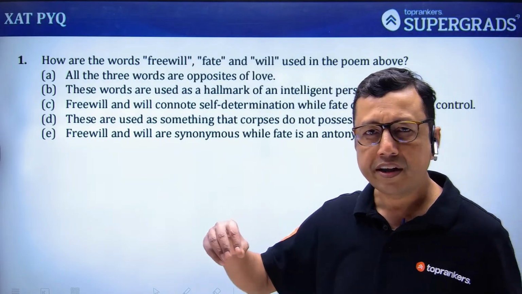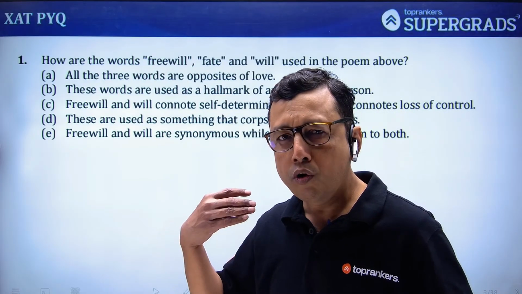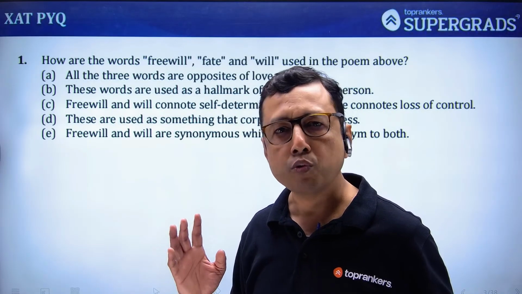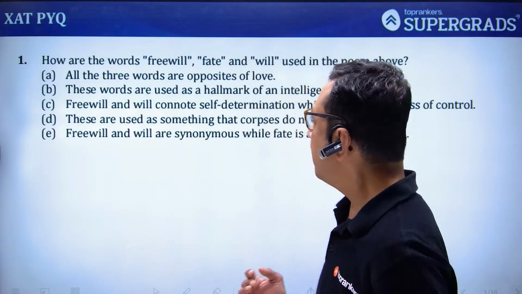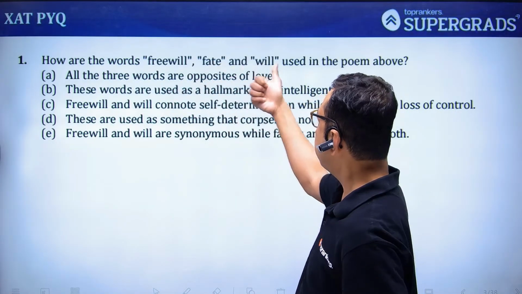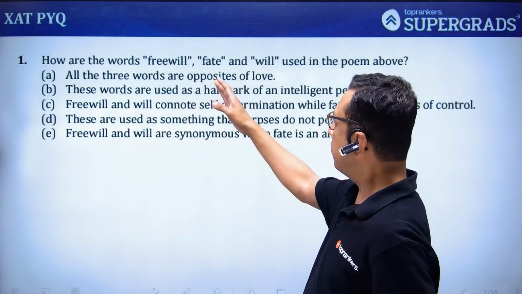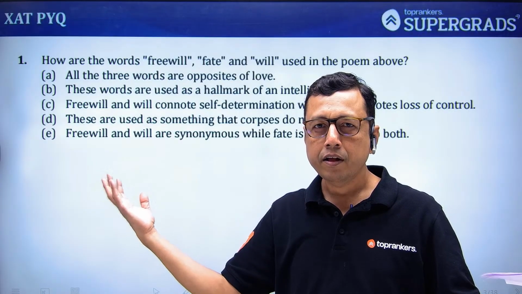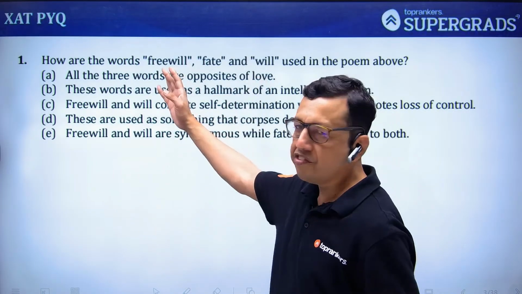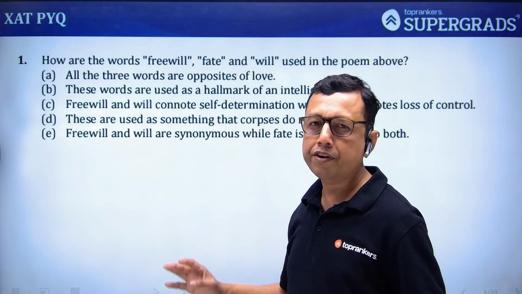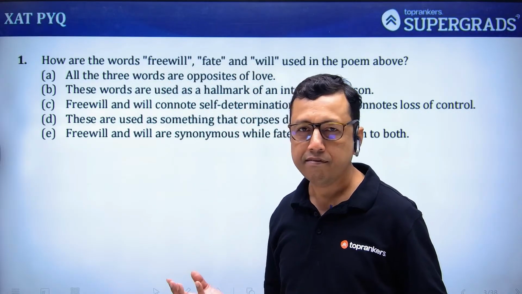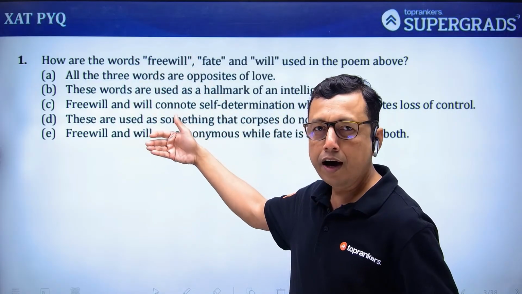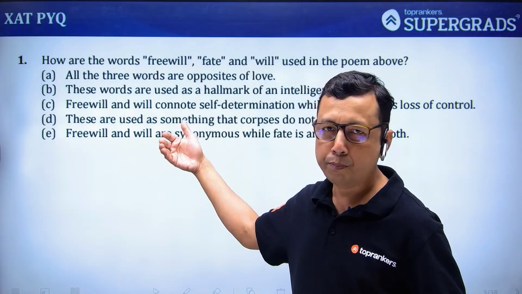ठीक है, आपको बस इतना समझना है कि लव का जो थीम है उसमें मेन पॉइंट दैट द ऑथर वांट्स यू टू अंडरस्टैंड इज इफ यू लेट गो ऑफ योर ईगो you will be able to experience love in the true sense, which means that these three words, free will, fate, and will, are opposite of love, which means they stand in opposite position to love. Okay? Because इनको छोड़ने से ही you will be able to experience the true love. That is the idea. Therefore, the correct answer is A, and all the other options are false or out of scope of the poem.